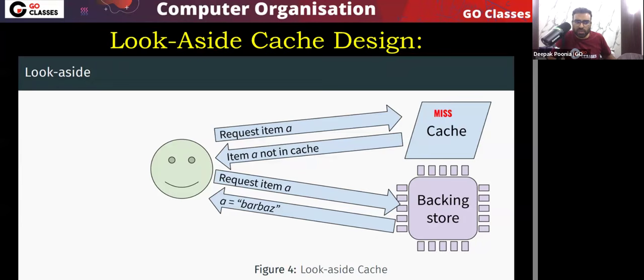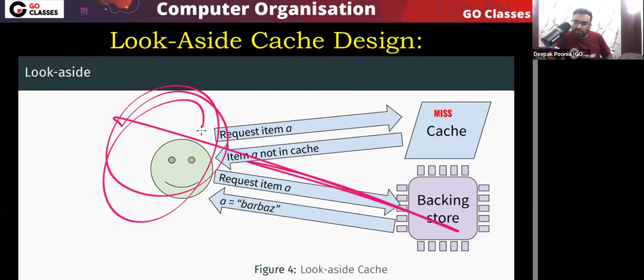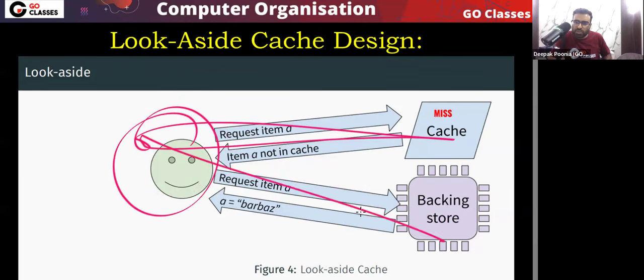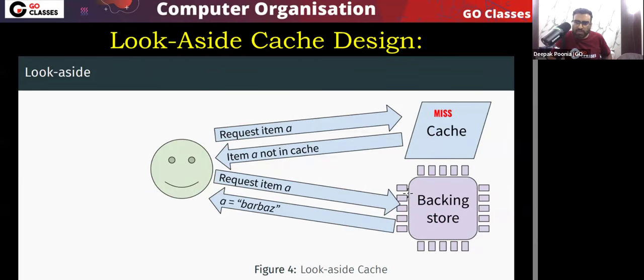Now you can notice in the look aside cache design, if we are executing some program, then for every memory request we are accessing the main memory. Every memory request is going to the cache, and also to the main memory. So this main memory is always occupied. That is the reason when you are using the look aside cache design, it will not support multiprocessing. That is the reason this look aside cache design is not used in the modern processors.